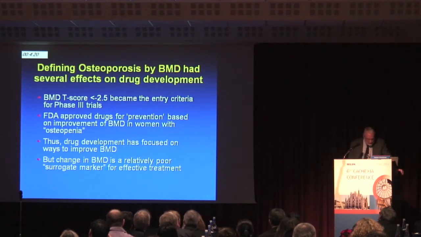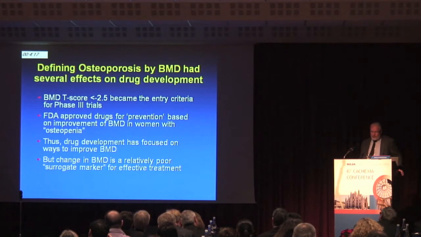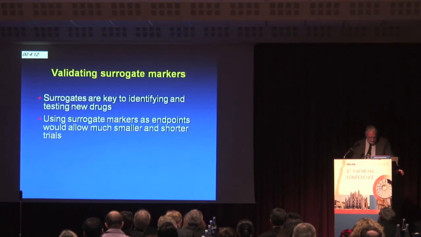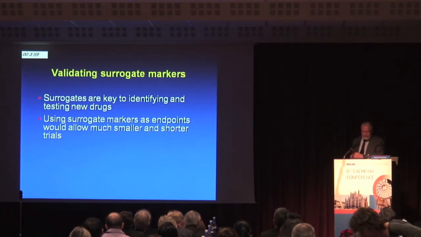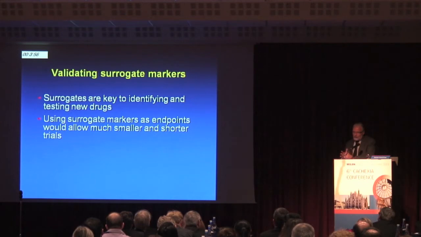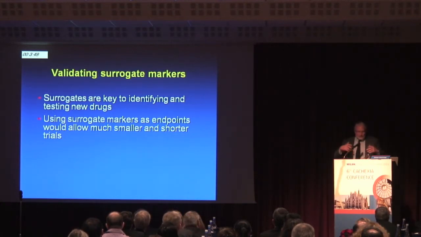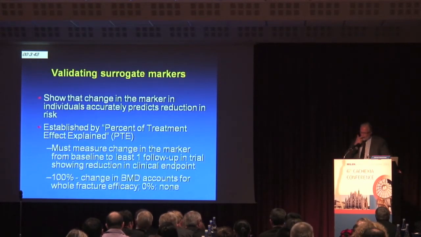But change in bone density turns out to be a relatively poor surrogate marker for the effectiveness of treatment on fracture risk. Now, to worry about surrogates. It's important to have validated surrogate markers because they can not only be targets for drug development, testing new compounds, but the holy of all holies is that with a good validated surrogate marker, you might do trials with just the markers and endpoint. They can be smaller. They don't have to be large clinical endpoint studies. That's what we keep hoping for in osteoporosis.